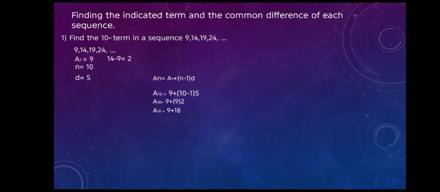And a sub 10 equals 9 plus 9 times 5 is equal to 45. 9 plus 45 dapat. A sub 10 is equal to 54. So, our 10th term is 54.